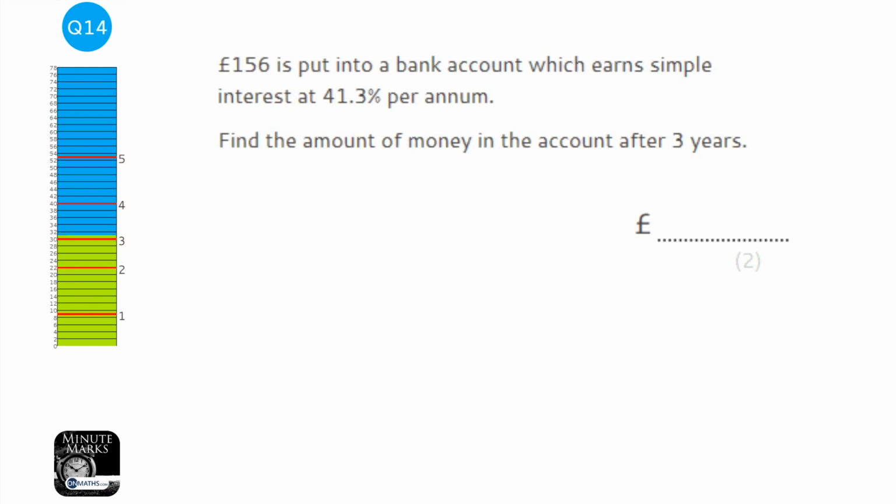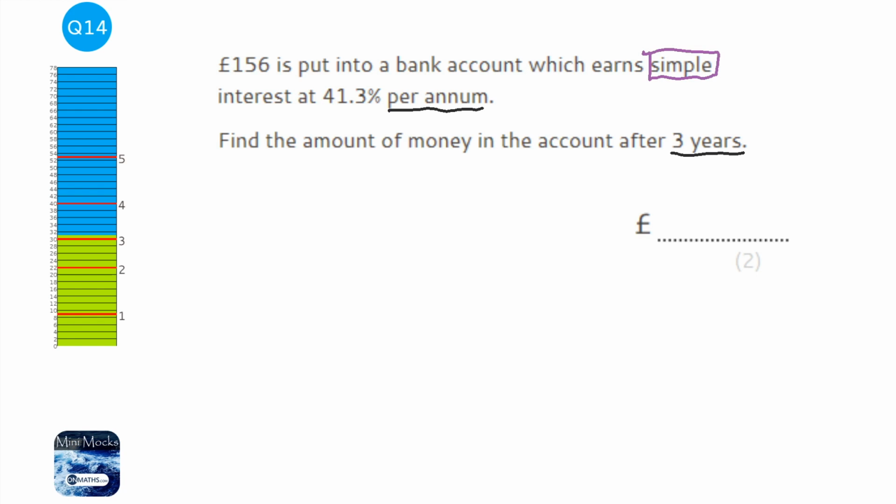Okay, so we've got £156 in the bank account, which is earning simple interest at 41.3% per annum. Per annum just means per year, so it's 3 years it's sitting in there. The important point to highlight is the fact that it is simple interest. Simple interest means you calculate the percentage once, and then it's the same amount every single year.